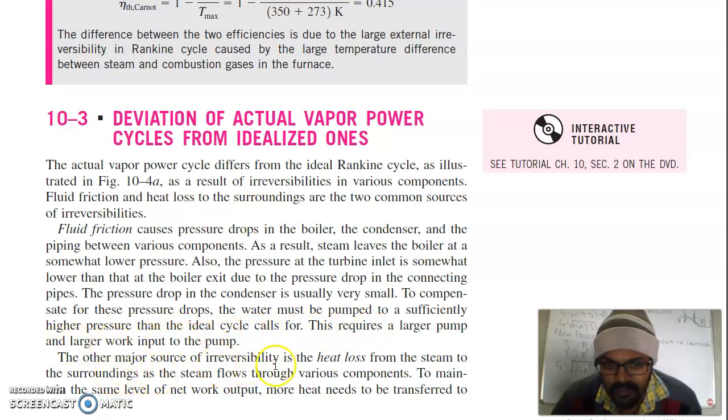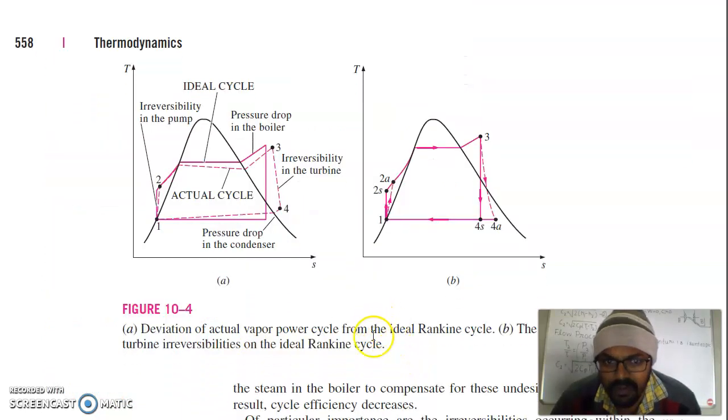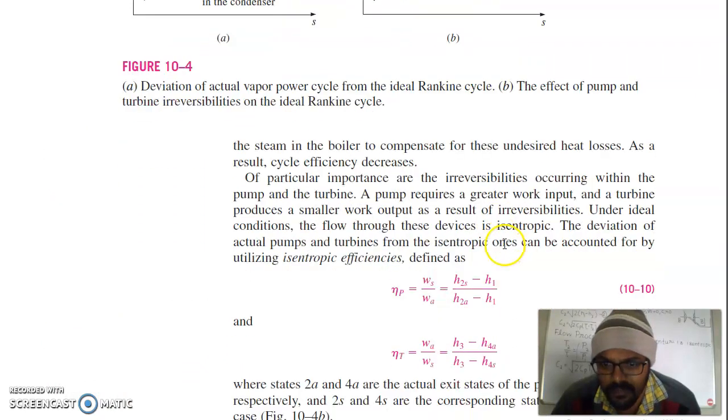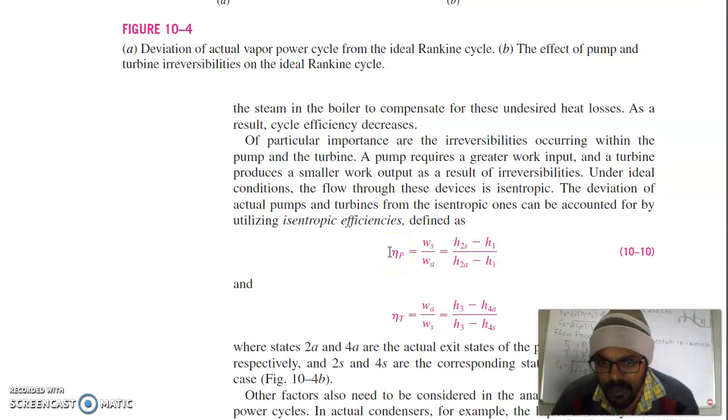The other major source of irreversibility is heat loss from the steam to the surroundings as the steam flows through the various components. To maintain the same level of net work output, more heat needs to be transferred to the steam in the boiler to compensate for these undesired losses. So these losses, the efficiency of the pump and the efficiency of the turbine are compiled here.